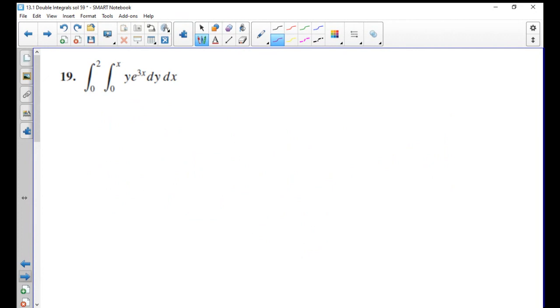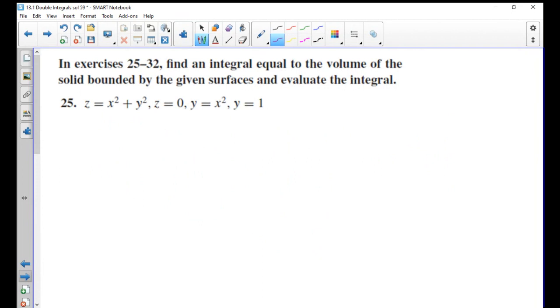Okay, I will leave this. You can try it yourself. Fairly easy. Now this one, we want to find an integral equal to the volume of the solid bounded by the surfaces, and evaluate the integral.